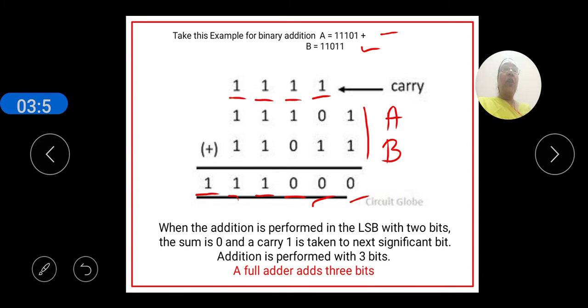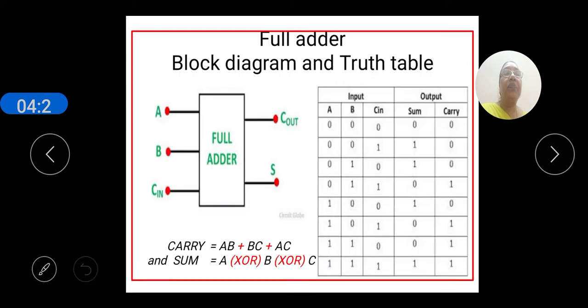So when we perform addition, in the least significant bit, we are adding only 2 bits. So it is enough if we use a half adder to add these 2 bits. When you go to the higher order bits, you are adding 3 bits at a time. So we cannot use a half adder to add these 3 bits. Instead, we use a full adder to add these 3 bits. So full adder is an arithmetic circuit which can add 3 bits.